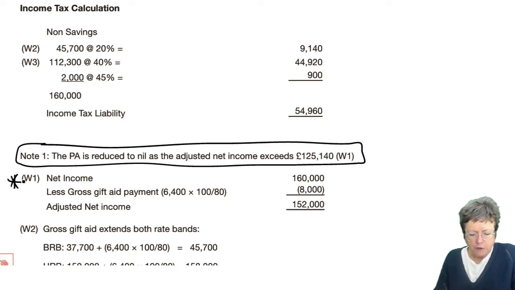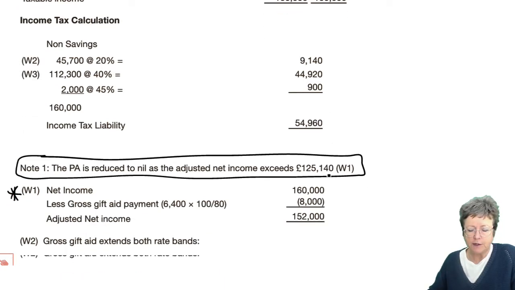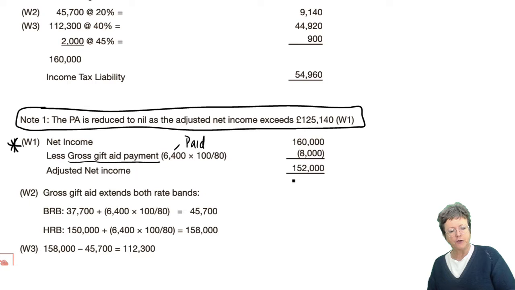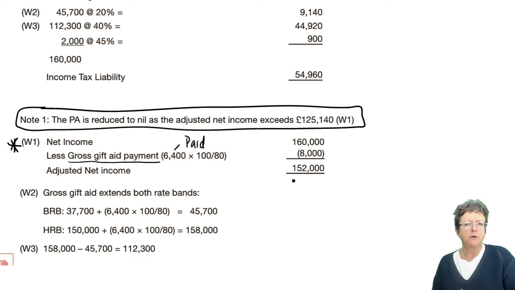Now, you notice here, his adjusted net income is his total income, which was 160,000, less that gross gift aid payment. So that's what he paid. It's been grossed up. So his adjusted net income is 152,000, which is still way over the 100,000, and therefore he doesn't get a personal allowance.